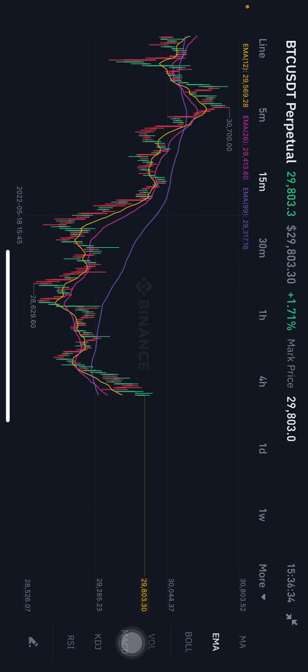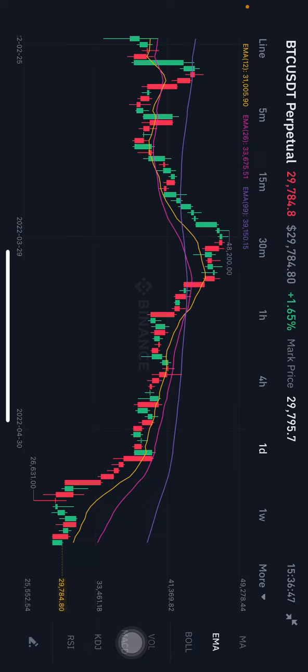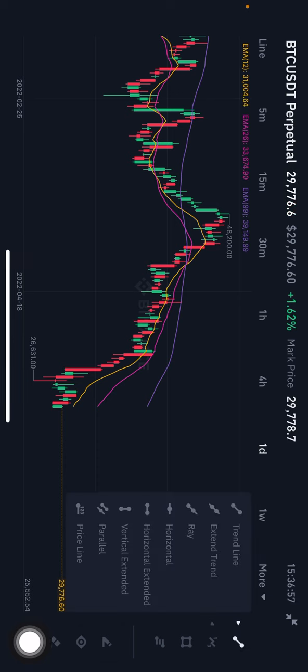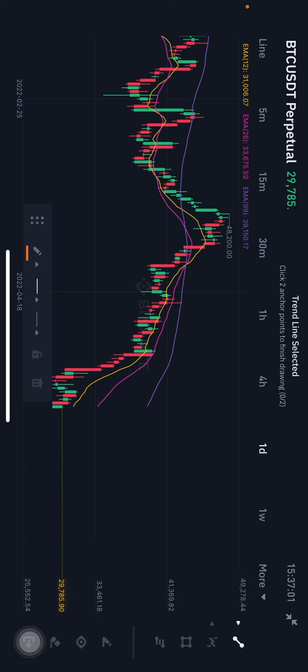But let me not go into the nitty-gritty of this. If I want to analyze this now, first thing I will do is go to the one day chart. Then I'll come here, click on this first one. This first one here is trend, the lines. Now I'll choose trend line. Then I'll draw.